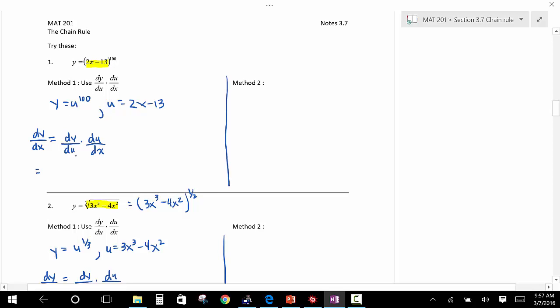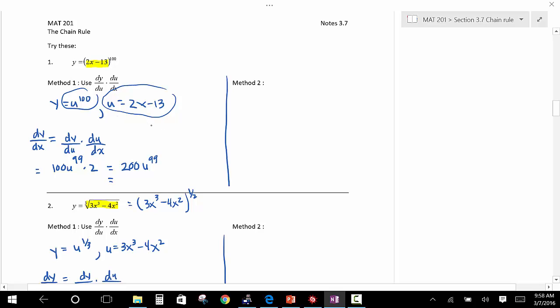All right, so when you do this, dy du would be 100 u to the 99th, okay? Then when you do the derivative of u with respect to x, you should have got 2. So you end up getting 200 u to the 99th, and then what do you got to do?